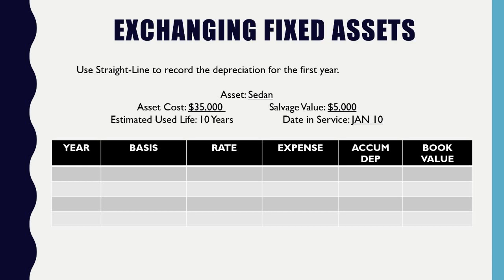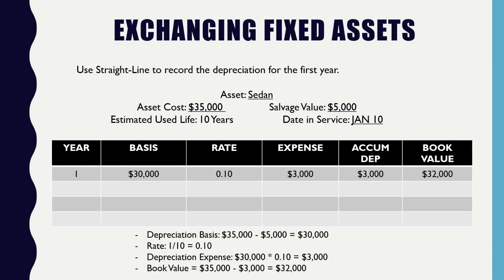So therefore, let's go ahead and depreciate it for the first year. In this case, you're supposed to get at least $5,000 out of this car. This car can last you about 10 years, and the date it was placed into service was January 10th because you bought it on January 10th. Let's say I use this car for the first year, and I'm using straight line once again.